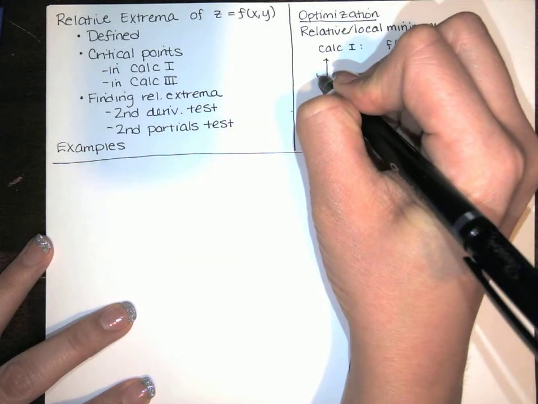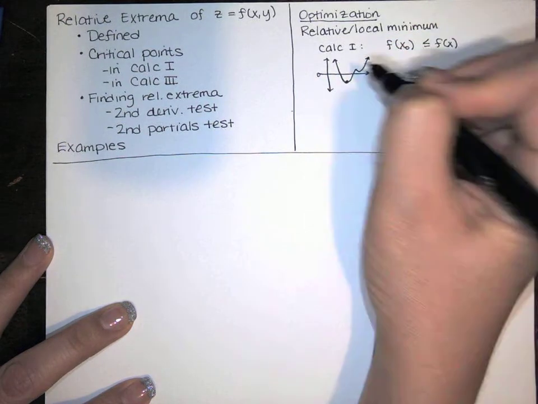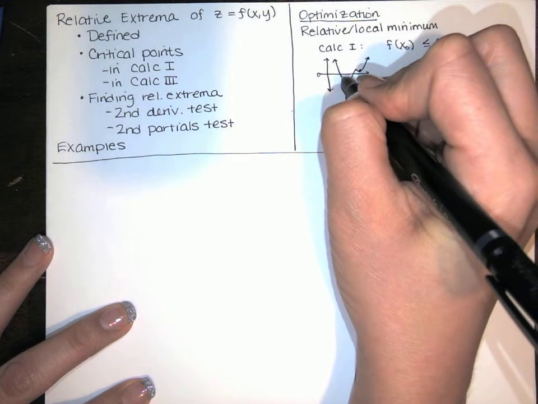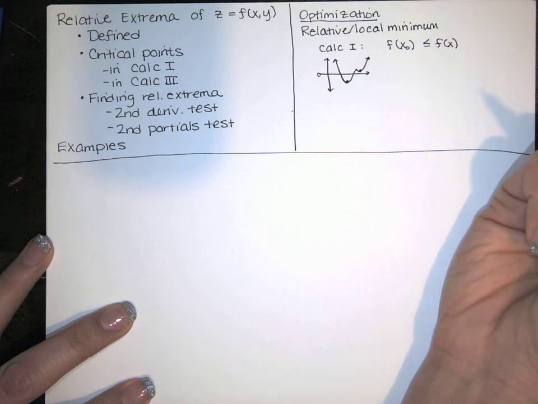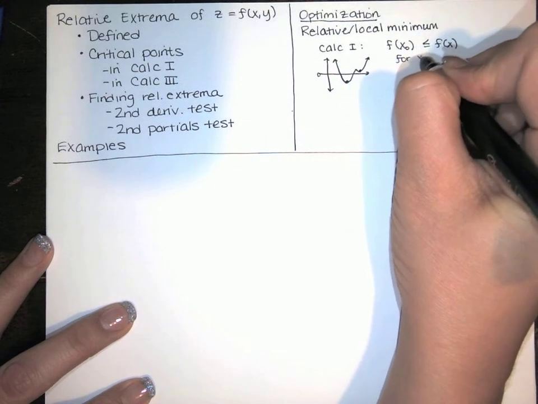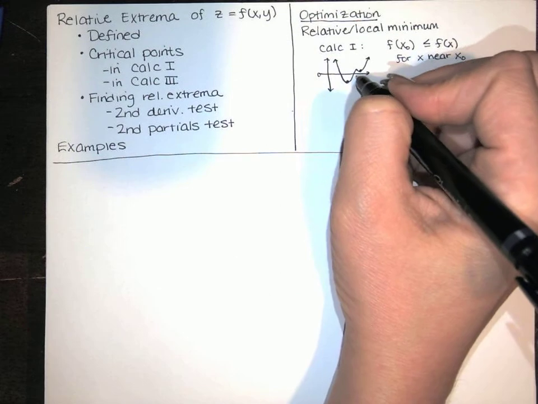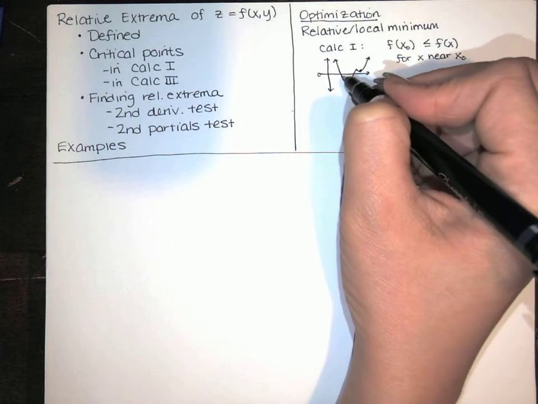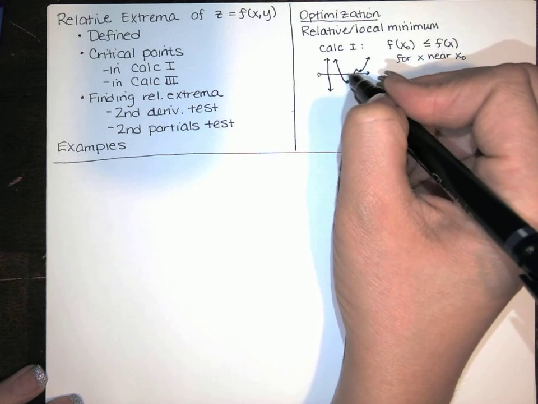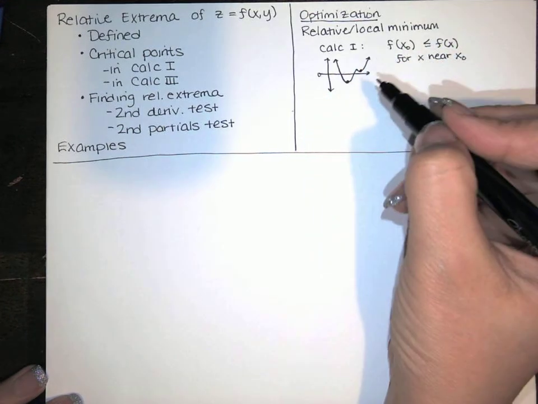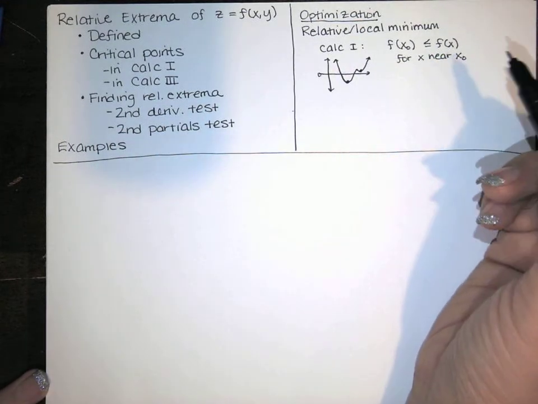Graphically, you might see something that looks like this. There is a relative min, there is another relative min, because all the y values nearby are larger than that, and all the y's over here nearby are larger. So I'll say for x near x naught, and when I say near x naught, I just mean on some interval nearby. You can stop the interval when this statement is no longer true. So that's what we said in Calculus 1 for a local minimum.